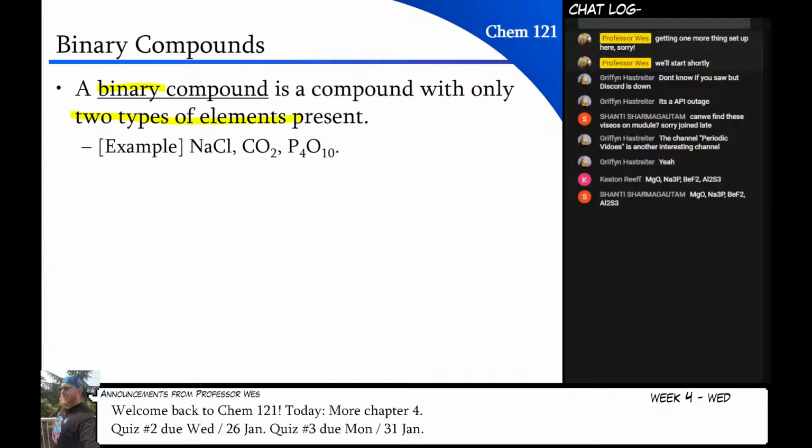So on the screen here, you could see that these compounds both have 2 types of elements. Now, what's important to note is that they don't have 2 atoms. So NaCl is binary because it's got 2 elements, sodium and chlorine. But CO2 is also binary because it still has 2 elements, carbon and oxygen. There's just multiple oxygens. That doesn't matter. We only care about the number of elements present, not the number of atoms of any elements.